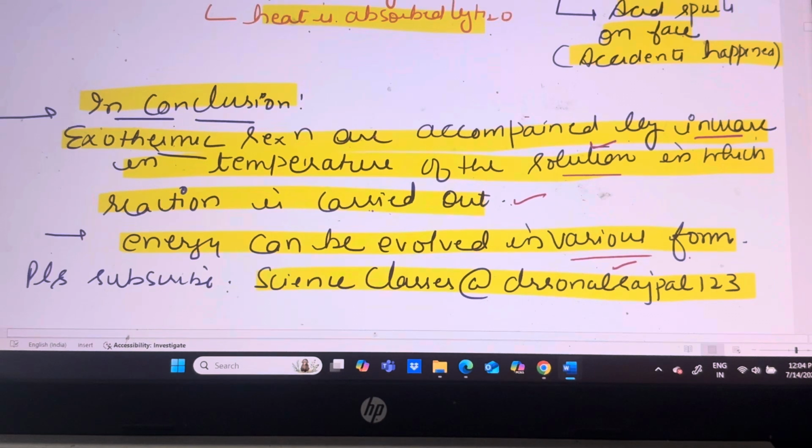solution in which the reaction is carried out, and the energy in exothermic process can be evolved in various processes.